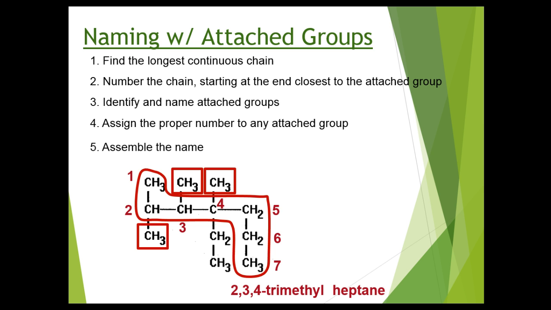Remember to include the prefix because we have 3 of them, and also include the numbers, otherwise we don't know where they go. And the last one there is a 4-ethyl. We have this in alphabetical order. The E comes before the M because we did not take in consideration the prefix. So we have 4-ethyl 2,3,4 trimethyl heptane.